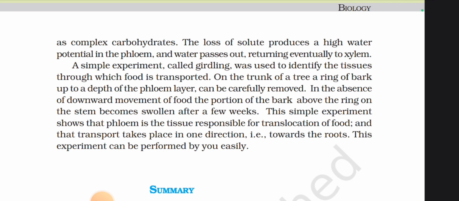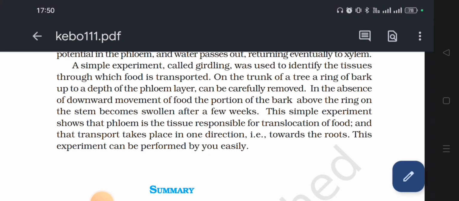On the trunk of a tree, a ring of bark up to a depth of the phloem layer can be carefully removed. In the absence of downward movement of food, the portion of the bark above the ring on the stem becomes swollen after a few weeks. This simple experiment shows that phloem is the tissue responsible for translocation of food and that transport takes place in one direction towards the roots. This experiment can be performed by you easily. You can also do this experiment.